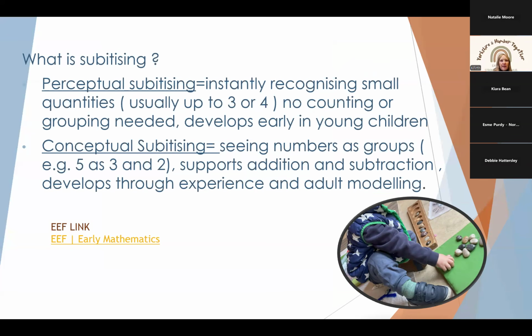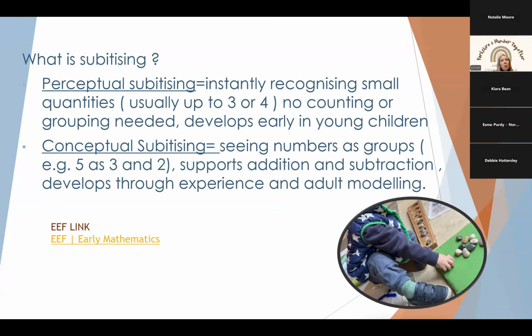There are 2 types. Perceptual subitising is instantly looking at a group of objects and recognising the quantities, usually initially up to 3 or 4. 3 to 4 objects is quite hard at our early years children's age. With 5, 6, you know yourself, sometimes when it gets to 6, 7, 8, you might just have to have a good little look and think 1, 2, 3, and maybe touch a little bit. But 1, 2, 3 is what we're aiming at really. We don't worry about more than that initially.